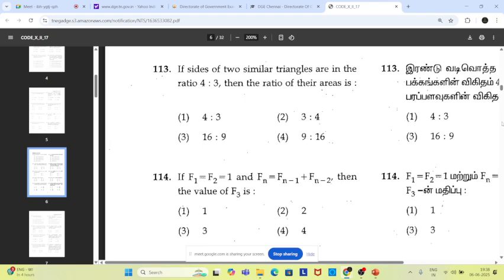The sides of the triangle are in the ratio 4:3. Similar triangles, it is 4:3. It means that if this side is 4 times, that is 3 times. So what will be the ratio of their areas? What is the formula for area of a triangle? 16 is to 9, sir. Why is it 16:9?